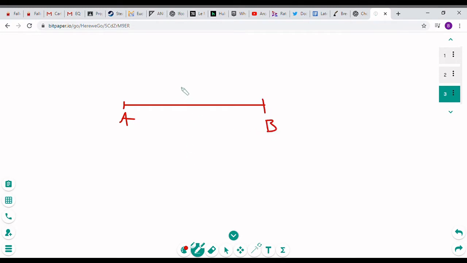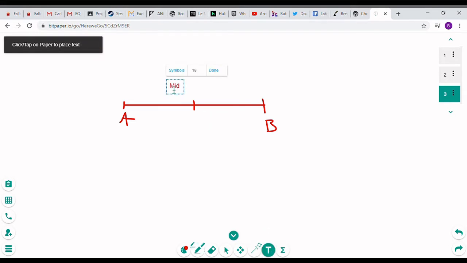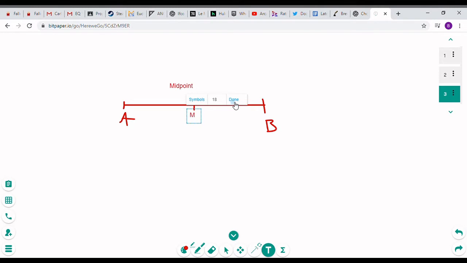Some new vocabulary: if you go exactly halfway along the line, this is called the midpoint. It can be any letter we want. Usually we'll pick M, because M for midpoint makes sense.